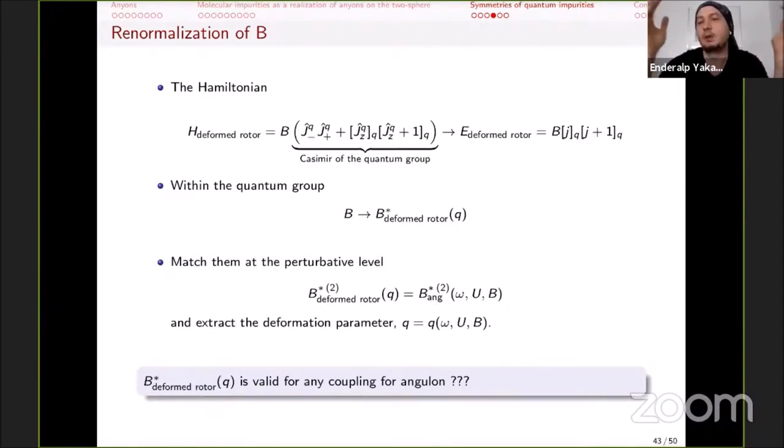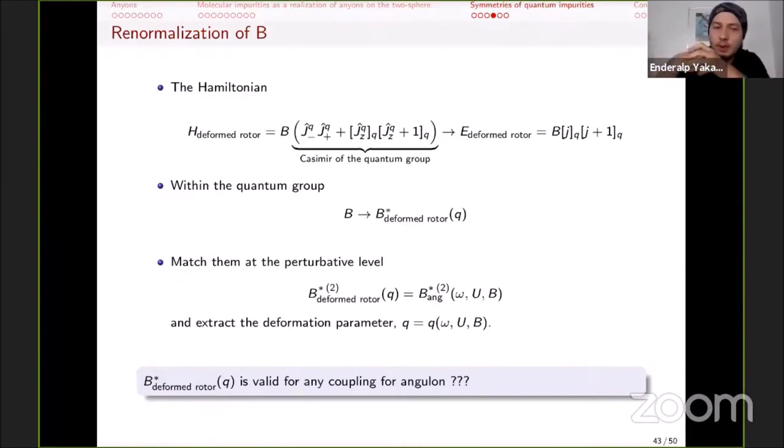Then I can use perturbation theory and I can calculate this normalization of rotation constant up to second order. Let us at this order match these two expressions, one from the quantum group approach, one from just perturbation theory, and extract the Q parameter, this deformation parameter, as a function of parameters of your bath, like dispersion relation, coupling, rotation constant, and so on.